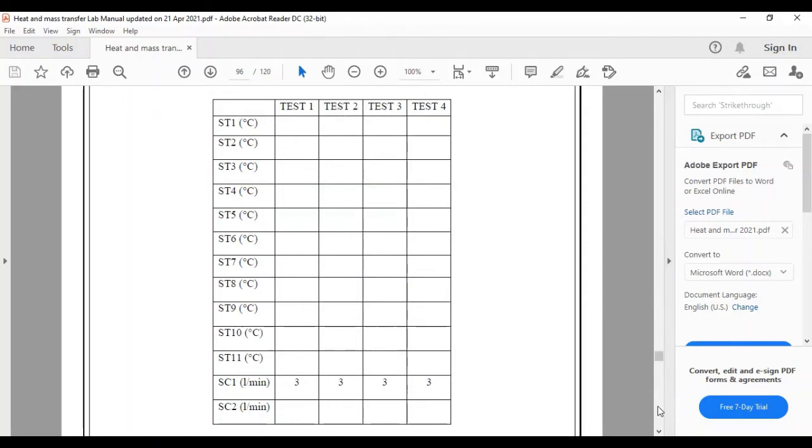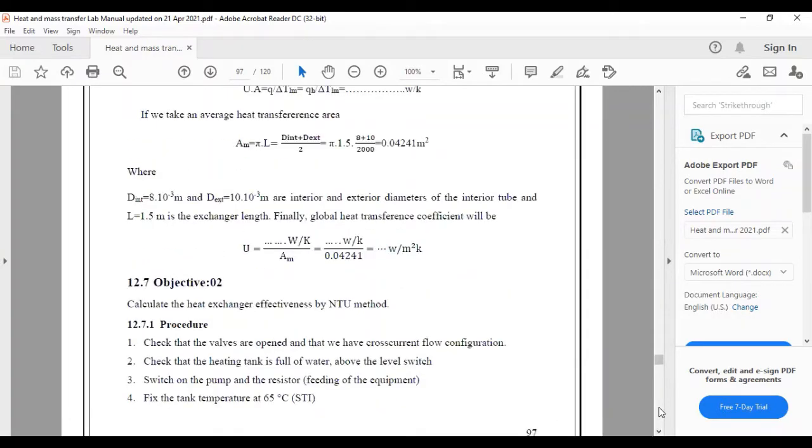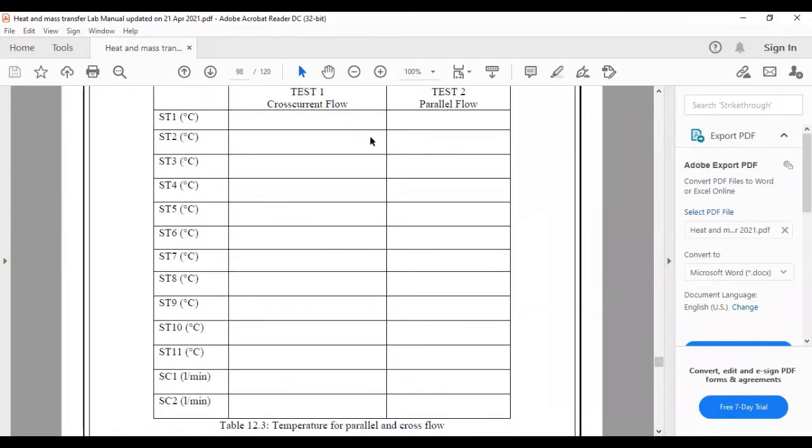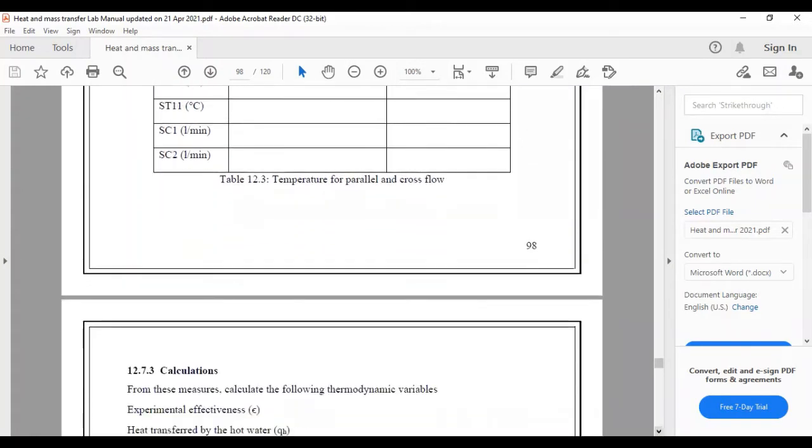And for the second objective, we will use the second observation table. In a similar way, we will measure the same values, but now for parallel flow as well as anti-parallel flow. We will use the valves to convert the flow into parallel flow. I will show you during the experiment. Then we will use the same valves: we will close some valves and open some valves, and the flow will be converted to anti-parallel flow. We will measure the readings of both types of flows, and then list all of these readings here. So these are just the observation tables.